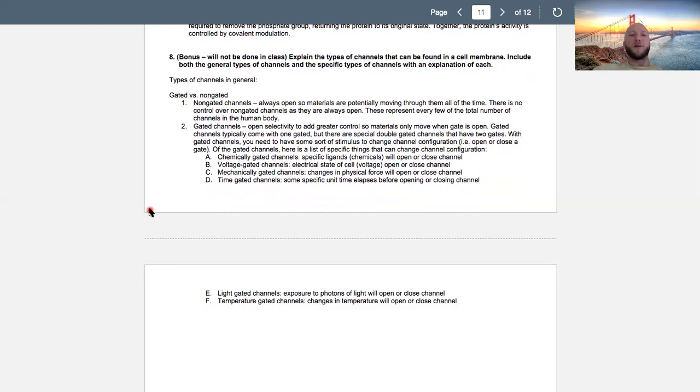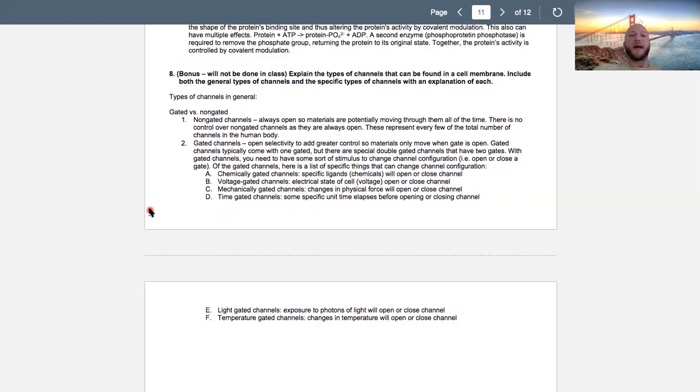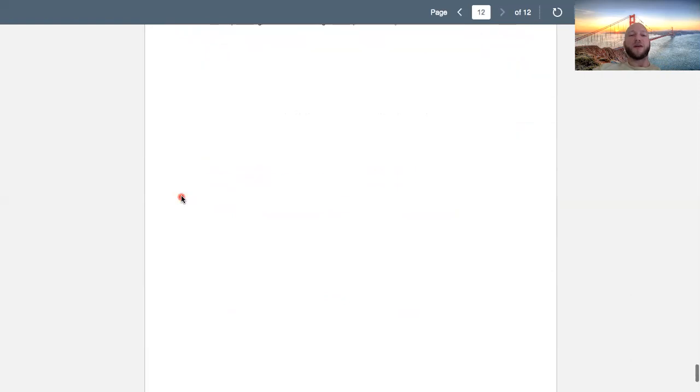So we did talk about this a little bit when we talked about passive movement across the cell membrane. You have channels that are gated and non-gated. And some of the gated channels, there's different things that open up those gates. It could be chemically gated, it could be voltage, mechanical, time, light, temperature. Some channels have 2 gates, some channels have 1 gate.